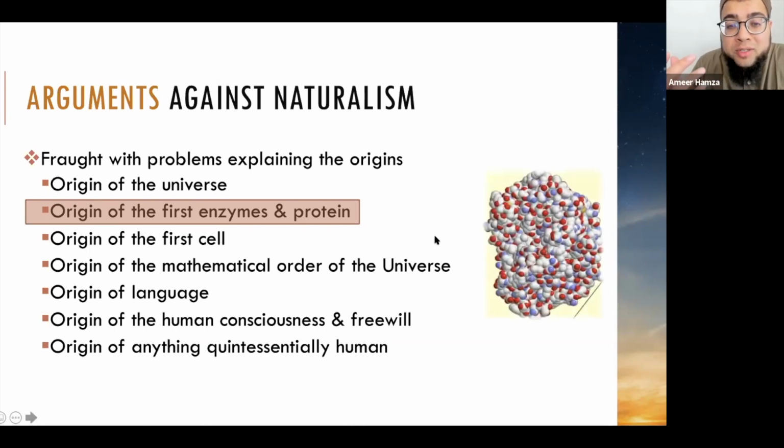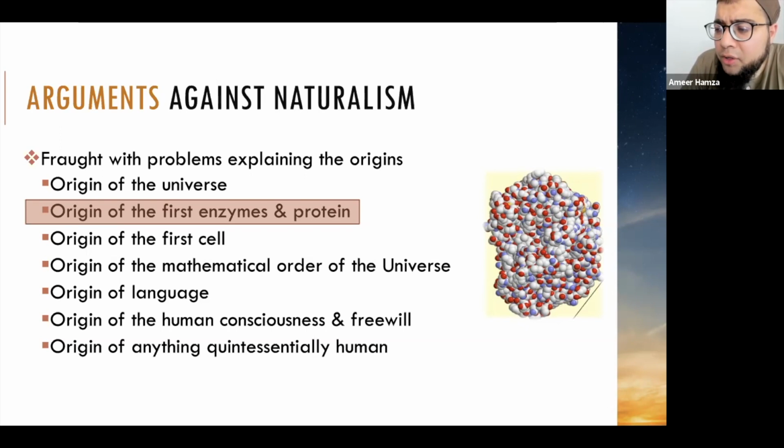So, origin of the first enzyme and protein. Why is this such a problem for a naturalist? I don't know if you guys know enzymes. I have a little picture here for you. They are basically strings of amino acids bonded together. And in order for an enzyme to be functional, it not only has to have the right sequence in the string, about 150 long on average, but then it has to have the right 3D shape. That's a very difficult thing, because if a protein or an enzyme has the right string but not the right 3D shape, it doesn't work.